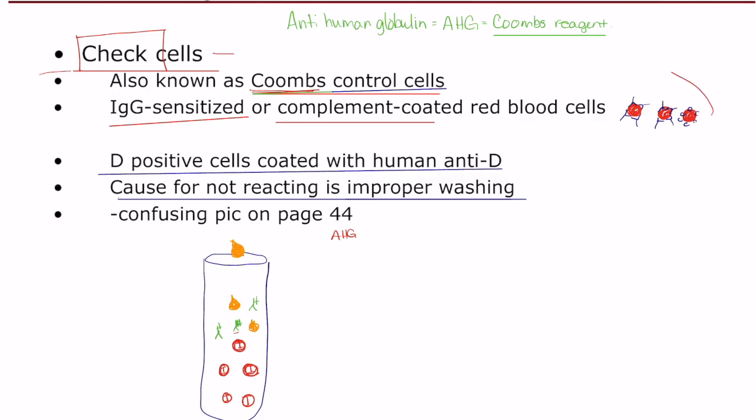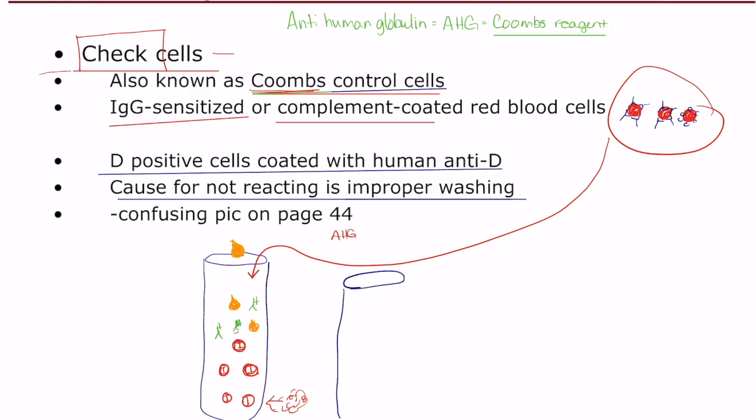So I'm going to add these cells here, bringing them down here, and I'm going to add them to this test tube. And when I add them to this test tube and I centrifuge it, and remember when I centrifuge it, I pull all of these cells close together down at the bottom, so that they can potentially react. And if I did everything properly, those check cells will actually react with the anti-human globulin.